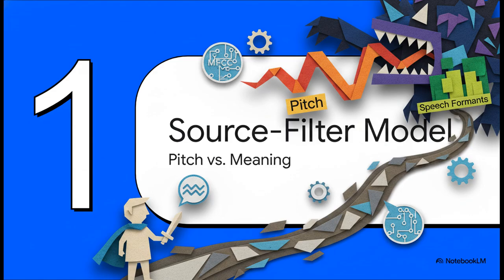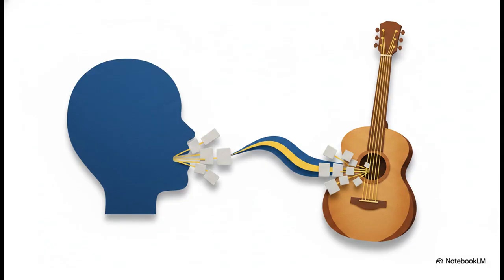Section 1. The source filter model, separating pitch from meaning. Okay, before we even touch the math, we need to think about this whole process like an acoustic guitar. It's a perfect analogy. The source is the guitar string. In human terms, that's your vocal cords vibrating to create a bass pitch, or F0. Now, the filter is the actual body of the guitar, which is like your vocal tract, your throat, tongue, and lips. If you play the exact same string on two totally different guitars, it's going to sound completely different, right? Because the body filters the sound.